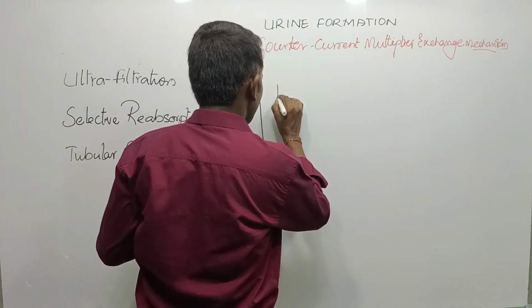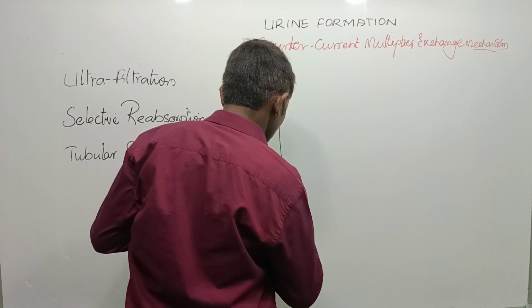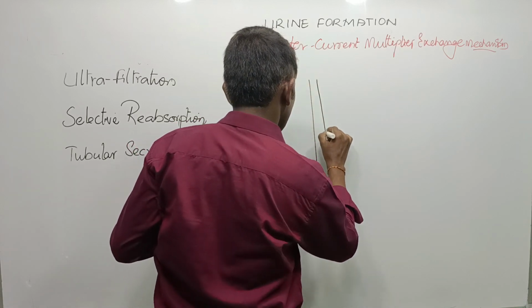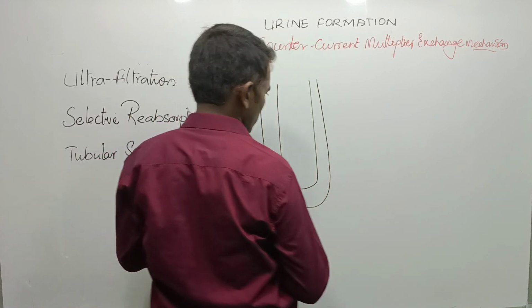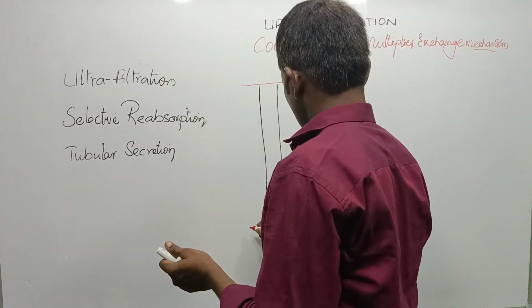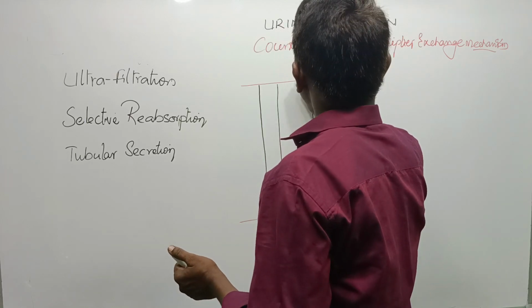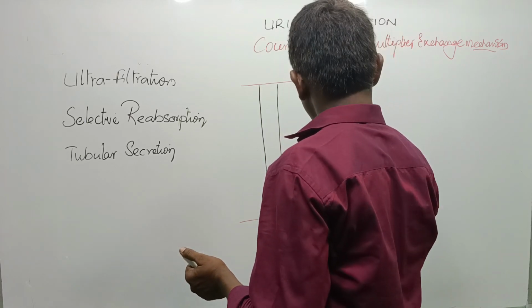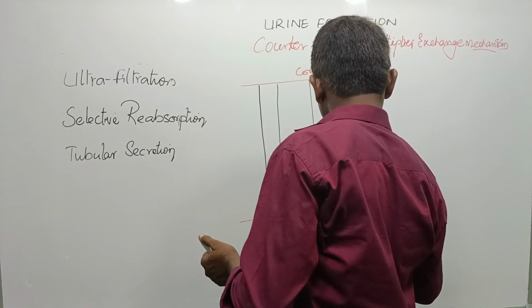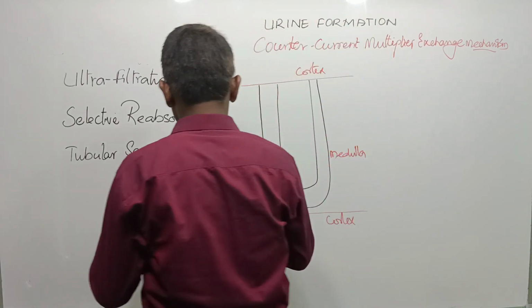The arrangement of limbs is in exactly opposite direction. The movement of flow is in the opposite direction. This is the cortex region. This one is the medullary region. Medulla, and again this is cortex.